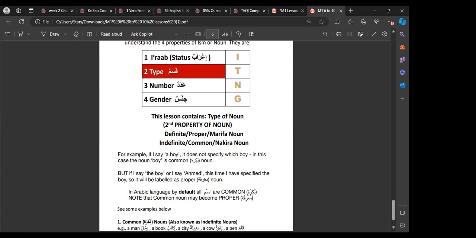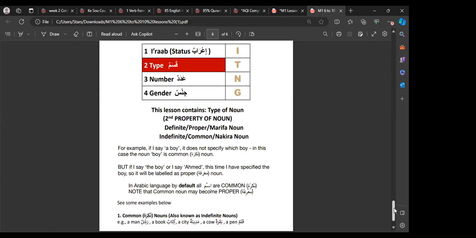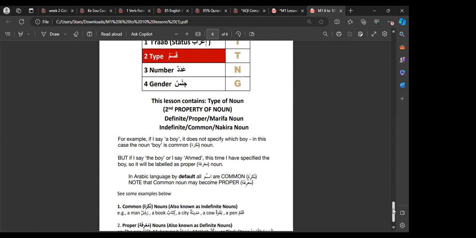But if I say the boy, or I say Ahmed, this time I have specified the boy. It's not just any boy, it's the boy, or it's Ahmed. So it will be labeled as ma'rifah. It is known, it is proper, and it's definite. In Arabic language, by default, all ismuns are common. All ismuns are unknown, nakira. And the common noun may become ma'rifah, as we learned last week.